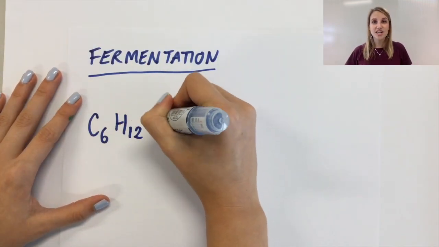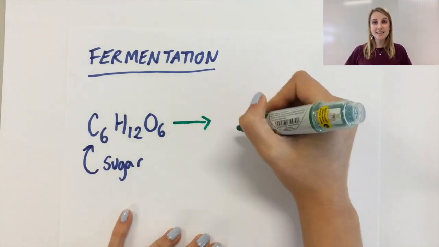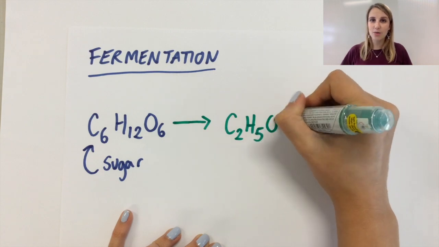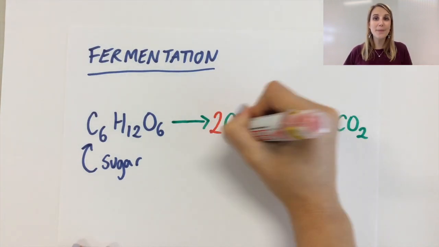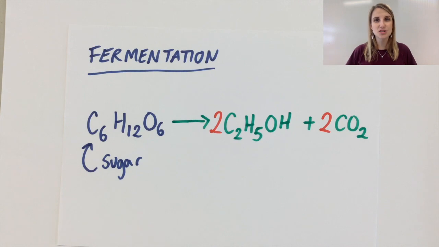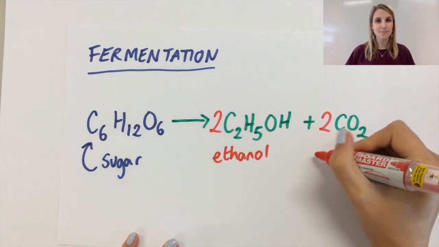And fermentation is where we take sugar, which is C6H12O6, and we break that down into ethanol and carbon dioxide. Now, this is the method we use to make alcoholic drinks, and the way that the equation balances is by adding two 2's on the right-hand side just to balance out those atoms.